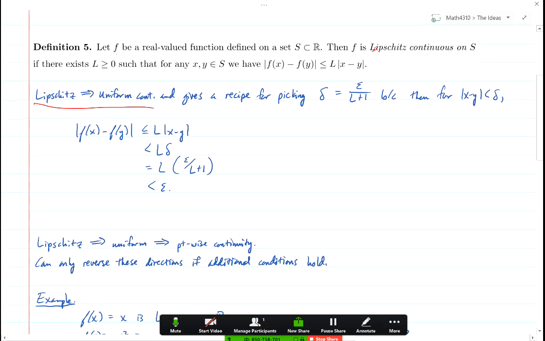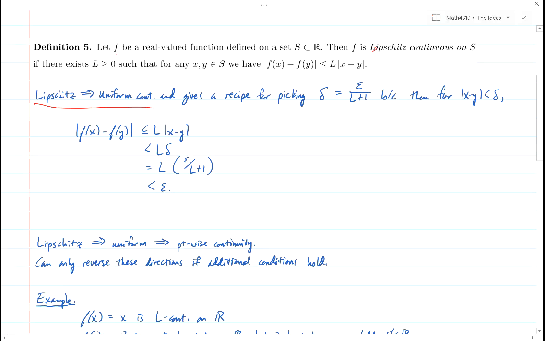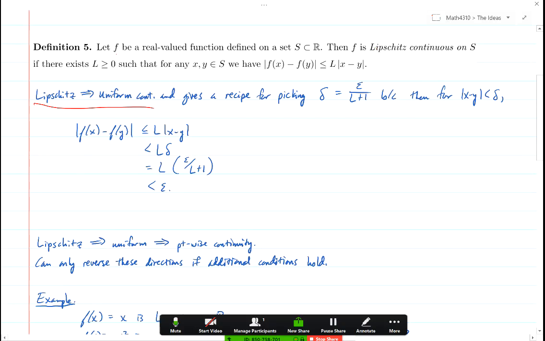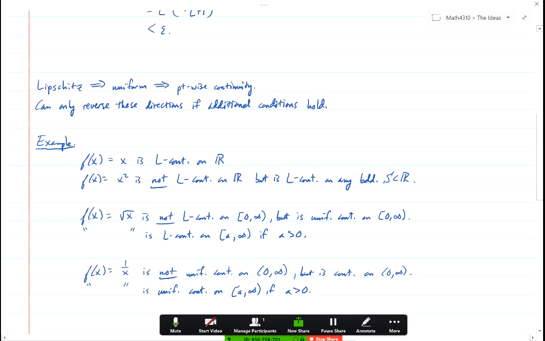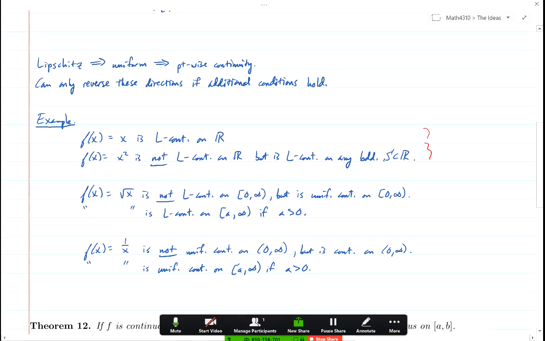And you can only reverse these directions if additional conditions hold. And I want to give an example that kind of explains what the issues are, and how you might need to be able to go back from one direction to another, where you can spot what the issues can be with the continuity. Okay, so here's my first pair of examples.